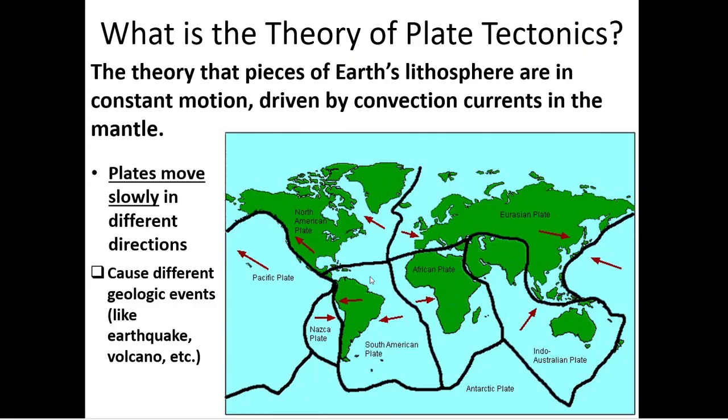All right, so what is the theory of plate tectonics? It is the theory that pieces of Earth's lithosphere, or crust and mantle, are in constant motion, driven by convection currents in the mantle. So convection currents just means how it gets hot and cold, and those cause things to move around. And you'll learn more about that in chemistry. And plates move slowly in different directions. So even all these continents are still moving in different directions. And they can cause different geological events like earthquakes and volcanoes.